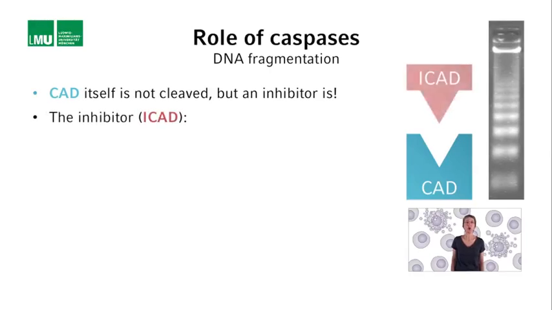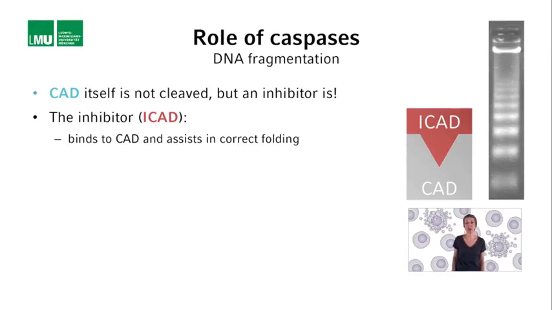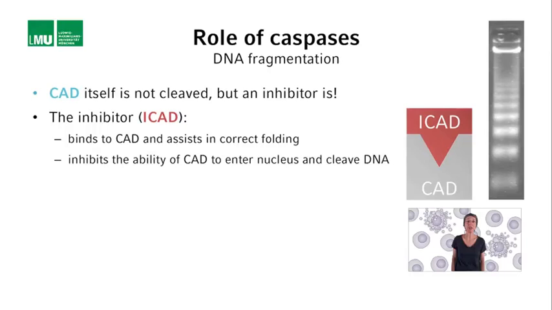Simultaneously, Nagata and co-workers also biochemically purified a factor that can bind CAD and that is important for the correct folding of CAD. However, this factor turns out to not only be required for CAD folding, but it can inhibit the ability of CAD to enter the nucleus where the DNA is, and it can inhibit the ability of CAD to cleave DNA. For this reason, they called this protein ICAD, which stands for inhibitor of CAD.